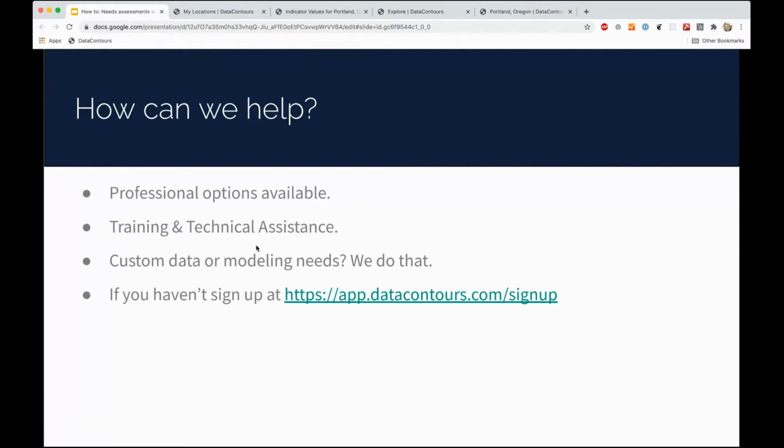We also do custom data and modeling needs. A lot of communities are looking at doing surveys or assessments to try and fill in some of the data gaps. So we have some good experience collecting and analyzing that type of information.